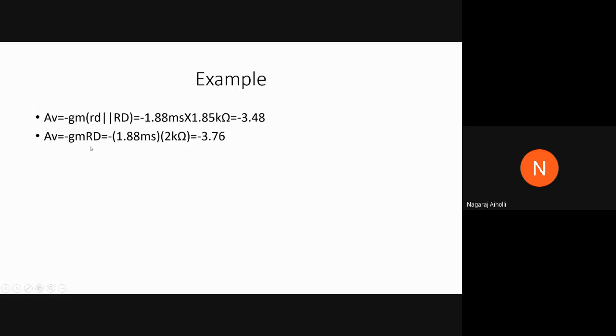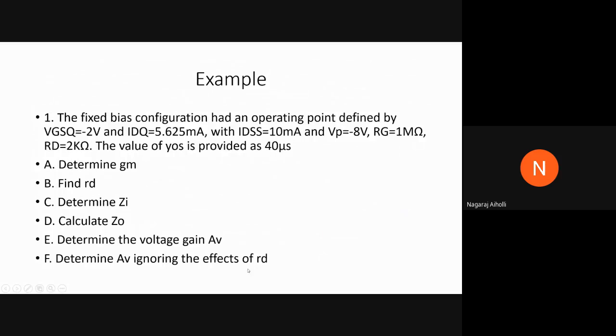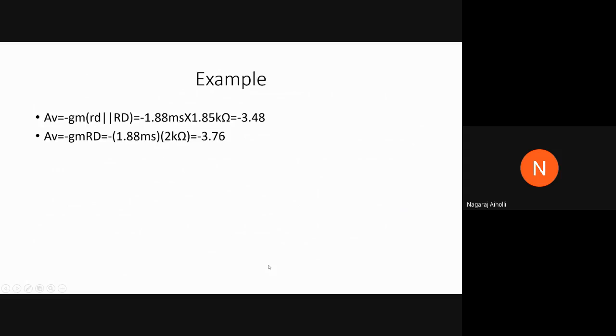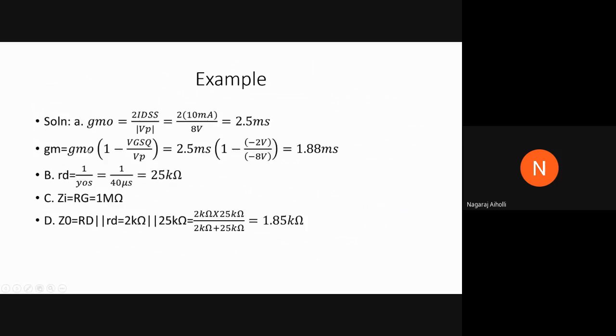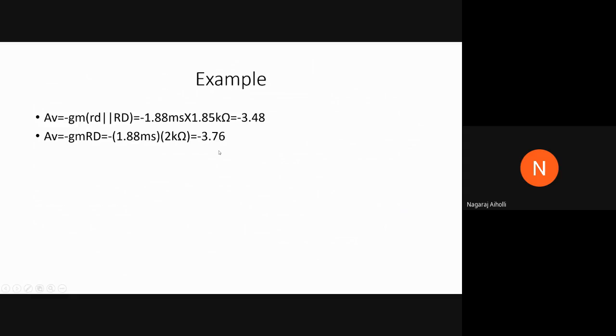Then we calculate AV ignoring the effects of RD. If we consider small RD as 10 times capital RD, then small RD parallel capital RD will be only capital RD. We know that the parallel combination of a high resistance with a small resistance is the small resistance only. So AV will become equal to minus GM into capital RD. So it is minus 1.88 millisiemens into 2 kilo ohm. Capital RD is given as 2 kilo ohm. Substituting this, we get minus 3.76.